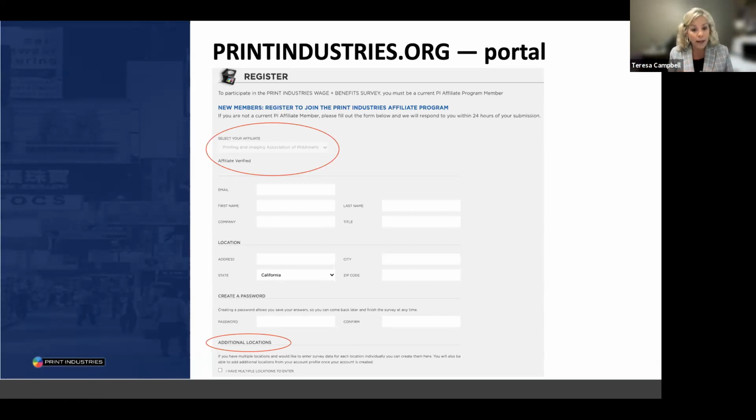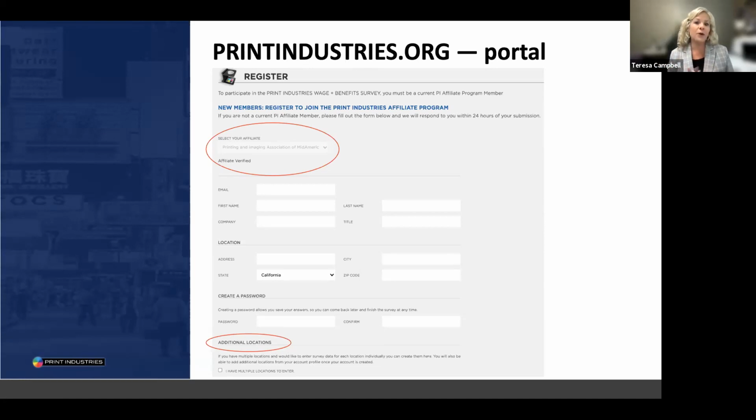And one person, one HR manager that might be entering it for all locations, can do that really easily here under this additional location options. You click, I have multiple locations, and it gives you the option to enter different addresses to help us track it.